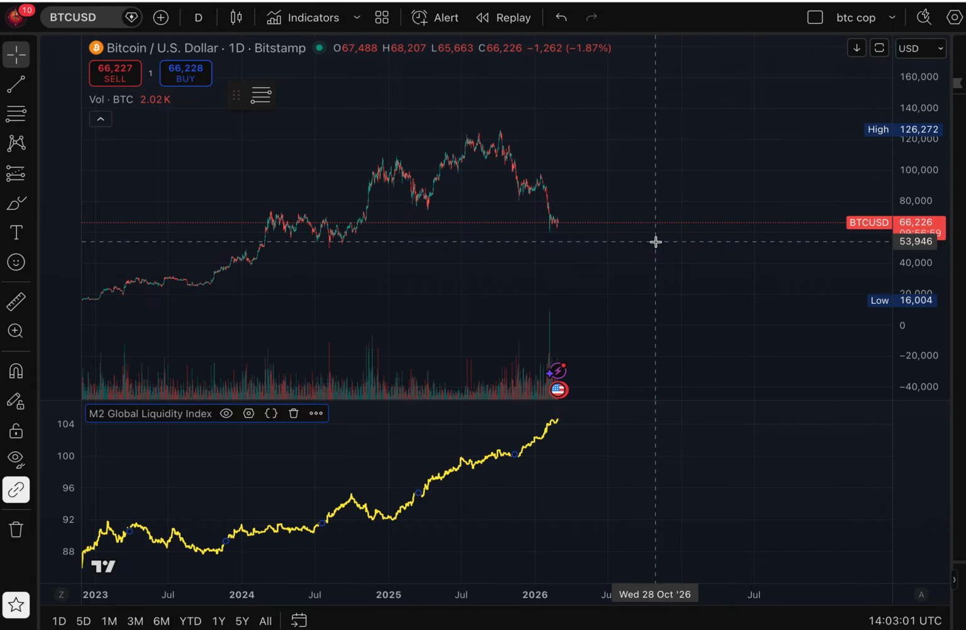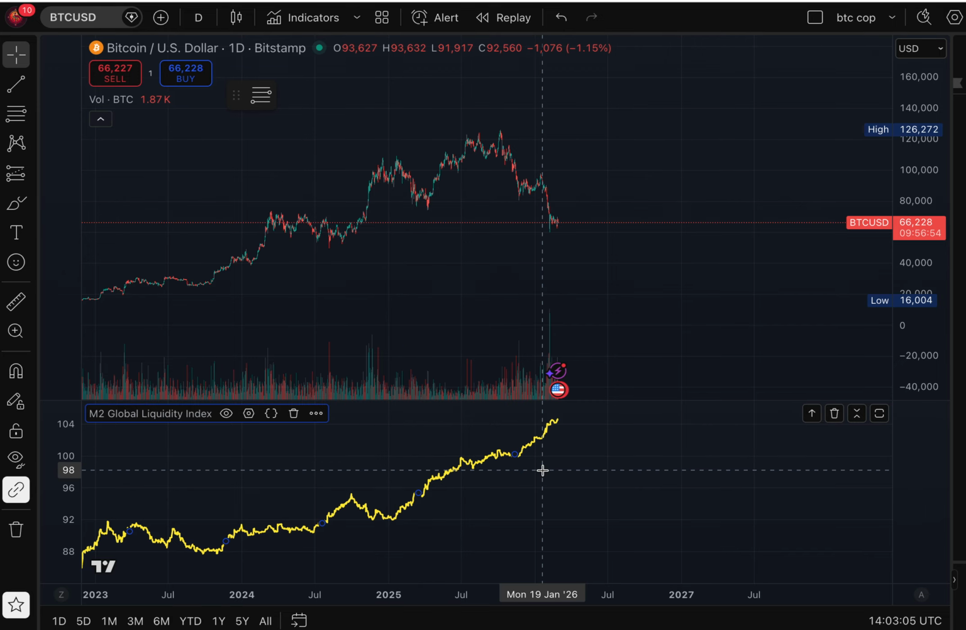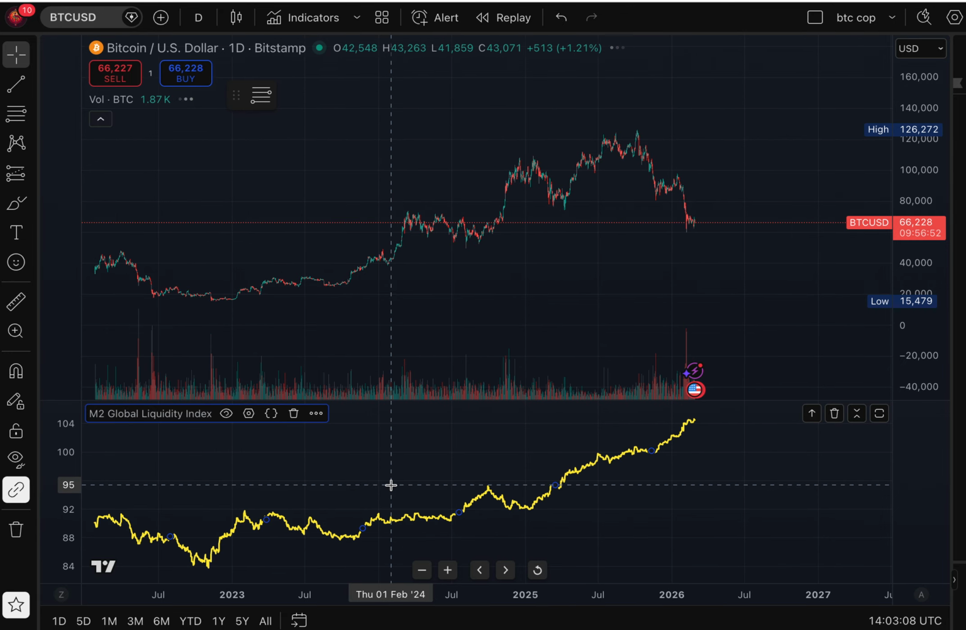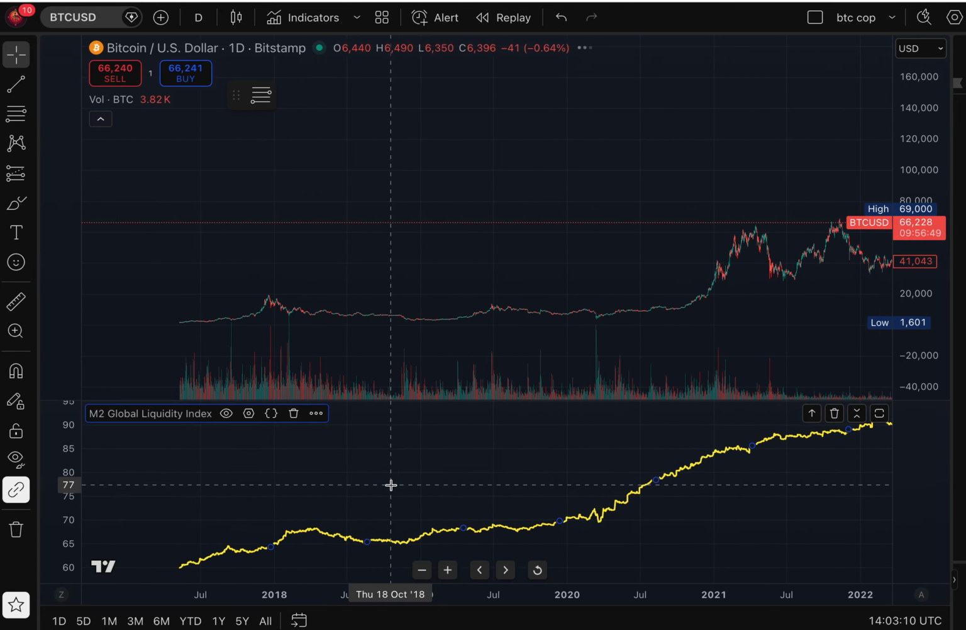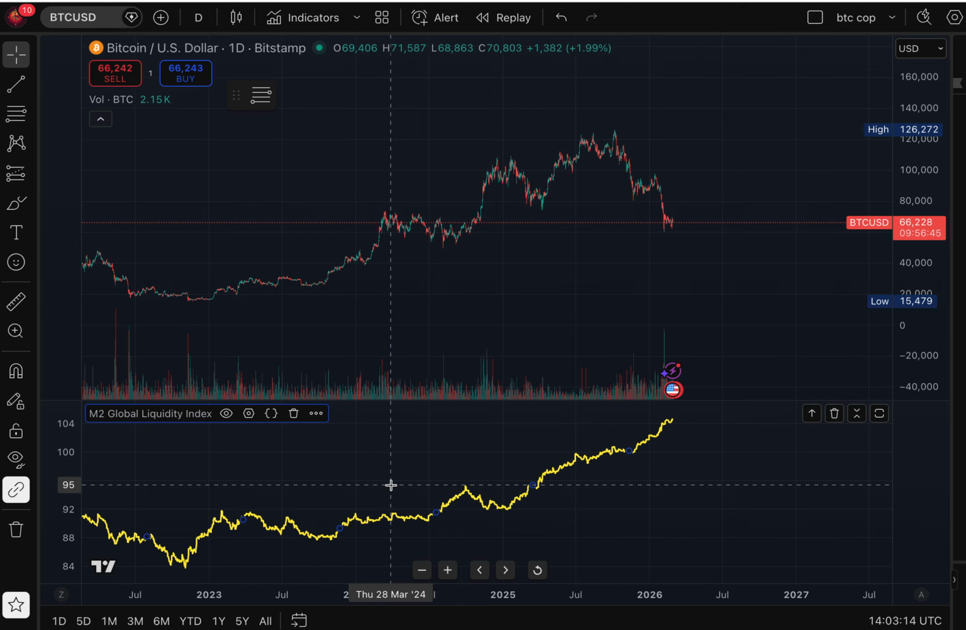Next, we're going to go into Bitcoin, and here we have the M2 Liquidity Global Index. So this is always going to rise no matter what. As you can see over the years, it's just been going up and up and up. And people say it follows Bitcoin. It has been following Bitcoin because Bitcoin's also been going up and up in the greater range if you look at the weekly.